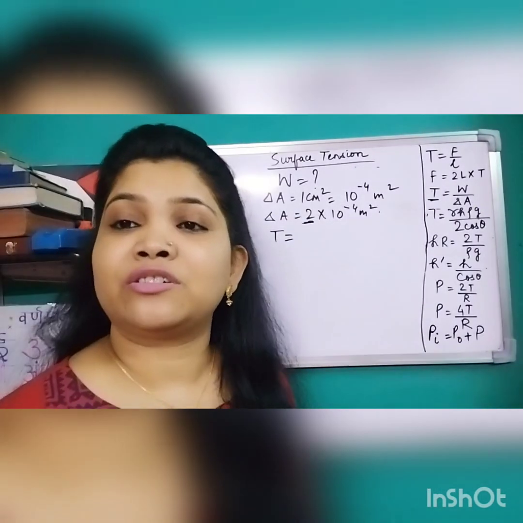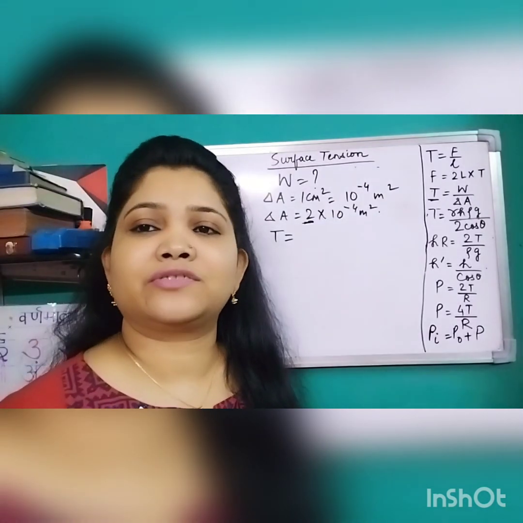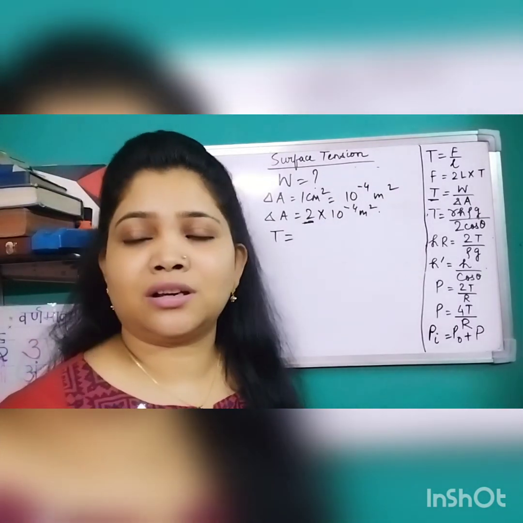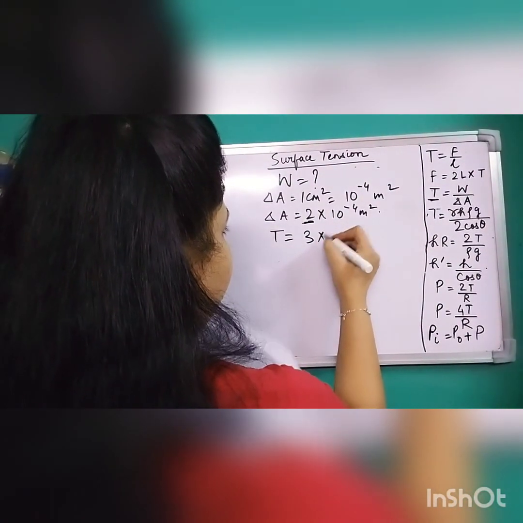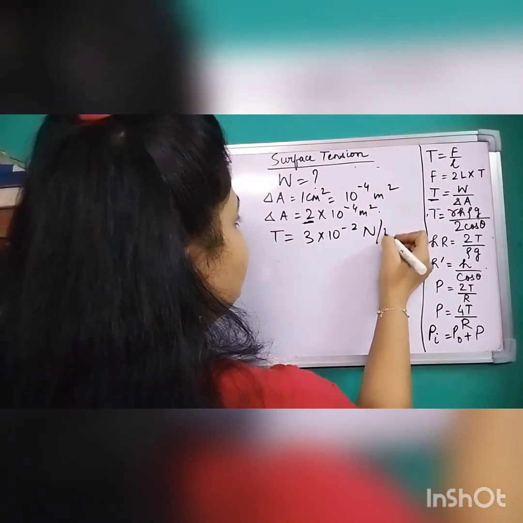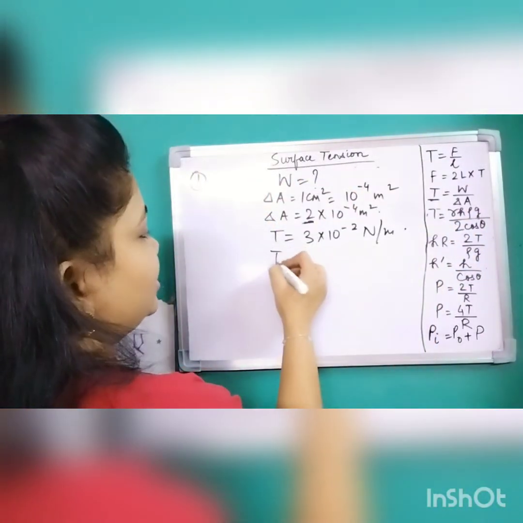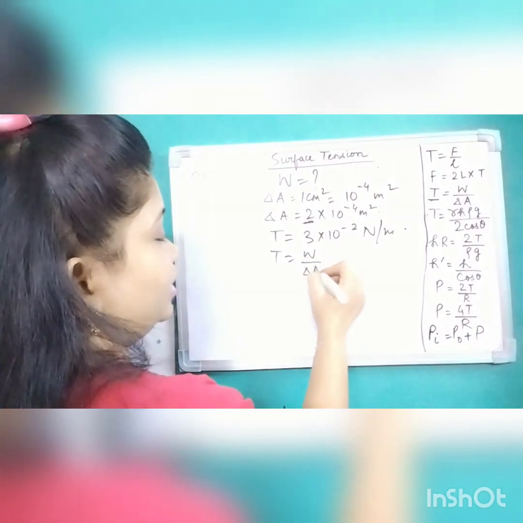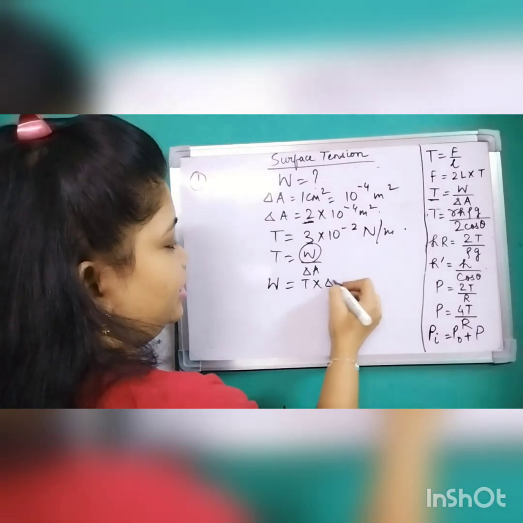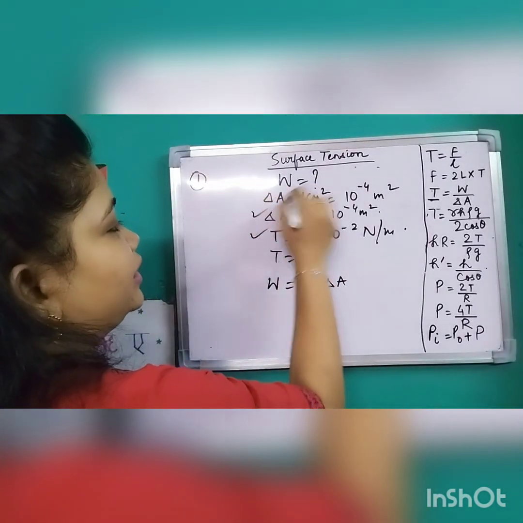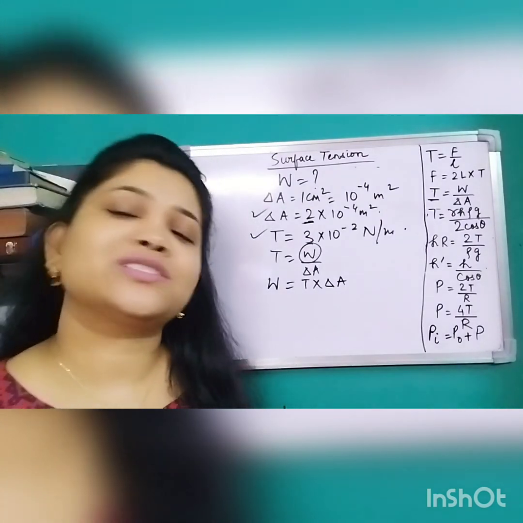We have got the area. Tension, I have got the value from the table given in the beginning of the numericals, so please see the value from there. Surface tension is given as 3 into 10 to the power minus 2 Newton per meter. We can see the formula T is equal to W by delta A. So what will W be equal to? Just cross multiply: it is T into delta A. T you know, delta A you have got. Just put it, solve it and get the answer. This is a very easy sum.